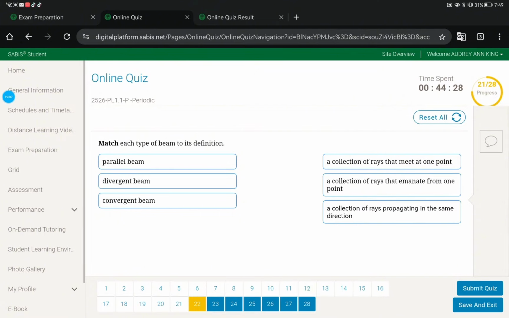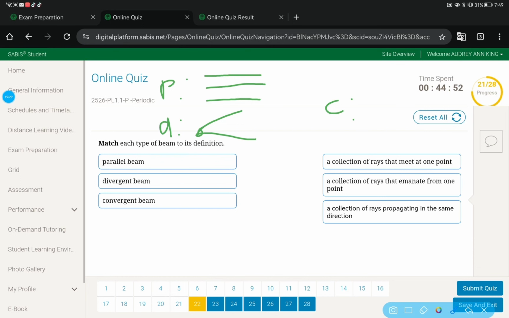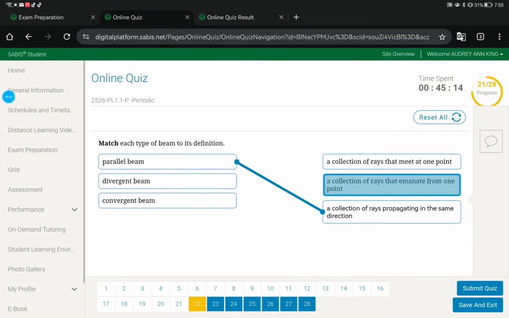Parallel beam, okay. Match each type of beam to its definition. So a parallel beam moves like this, it moves straight like that. A divergent beam moves like that, so it's basically parting ways, it's diverging. And a converging beam meets at one point, like that. So a parallel beam would be a collection of rays propagating in the same direction. Diverging would be a collection of rays that come from one point, and converging would be a collection of rays that meet at one point.